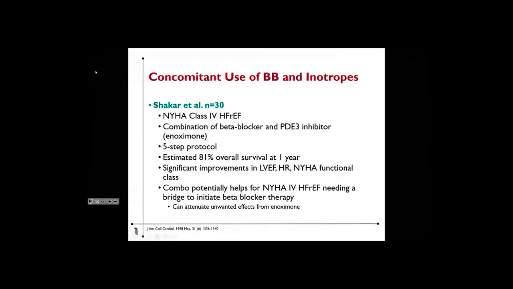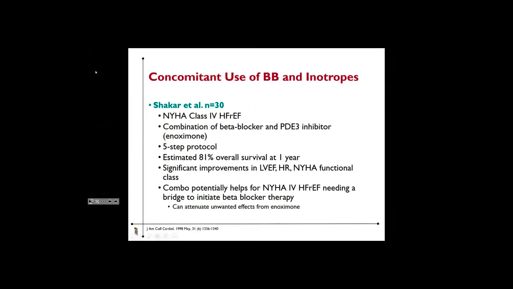So the concomitant use of beta blockers and inotropes, and can it be done? There is some data out there. It's quite old data from 1998, but there was a study with 30 patients with heart failure with reduced ejection fraction, and they looked at the combination of a beta blocker and a phosphodiesterase inhibitor. In this study, they used enoximone, which is essentially oral milrinone.